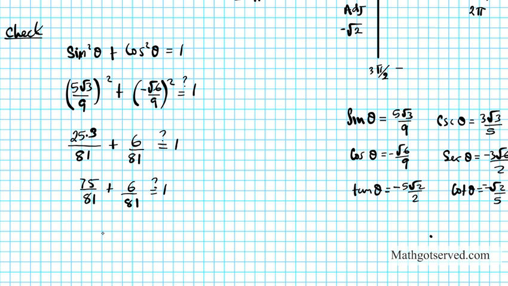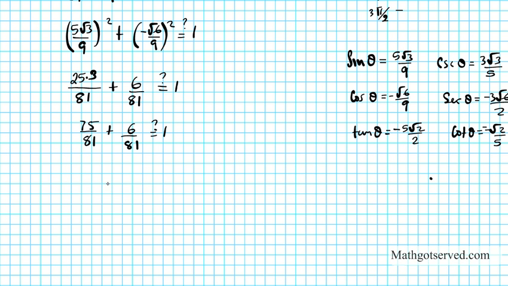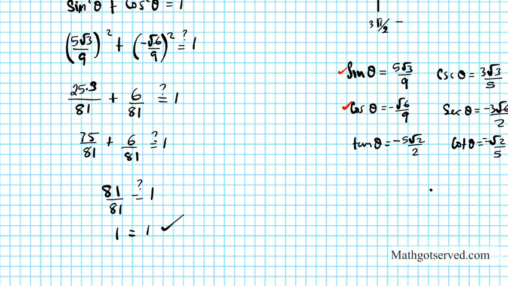75 plus 6 is 81. So it's 81 over 81 equal 1. Absolutely, 1 equals 1, right? So our answer checks out. That means that sine and cosine are accurate. Alright, we have 2 to verify. We have 4 more to go.